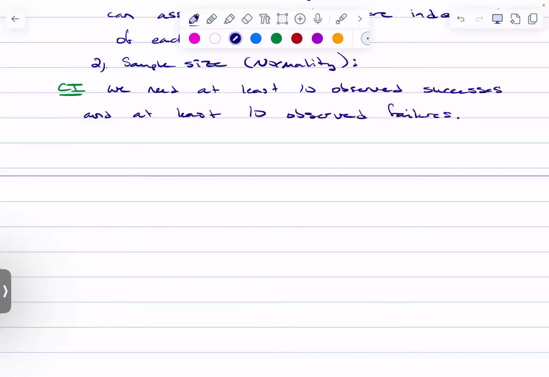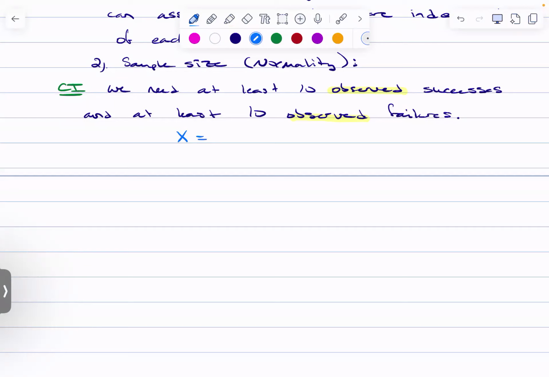If you're trying to detect something that's really, really rare, then you need to up your sample size so that you can actually see it in your sample reasonably. And so that's what this condition says. And how do we check it? We check it by X, the number of successes. And I'm going to highlight the observed successes for a confidence interval.